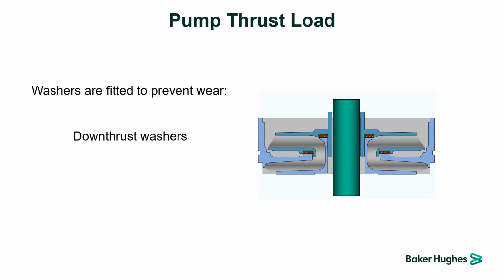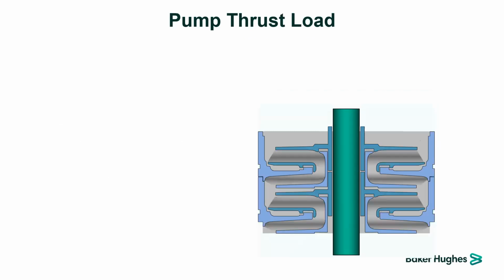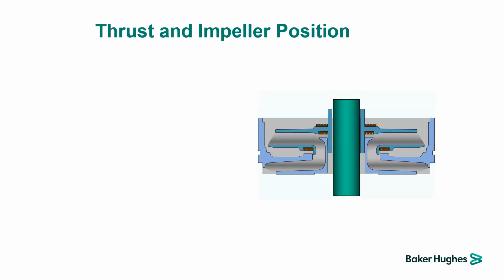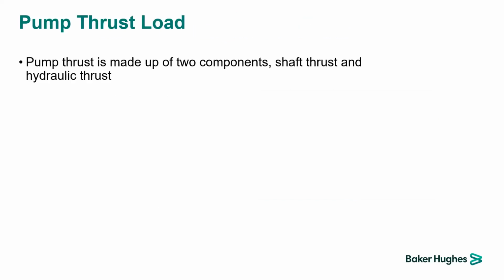The highlighted part on the schematic on the right side is the washer that supports the impeller thrust to be absorbed, the down thrust washer or the up thrust washer. The up thrust washer is used between the ESP stages, and the down thrust washer will be used at the bottom of the ESP stages and the diffuser as well.